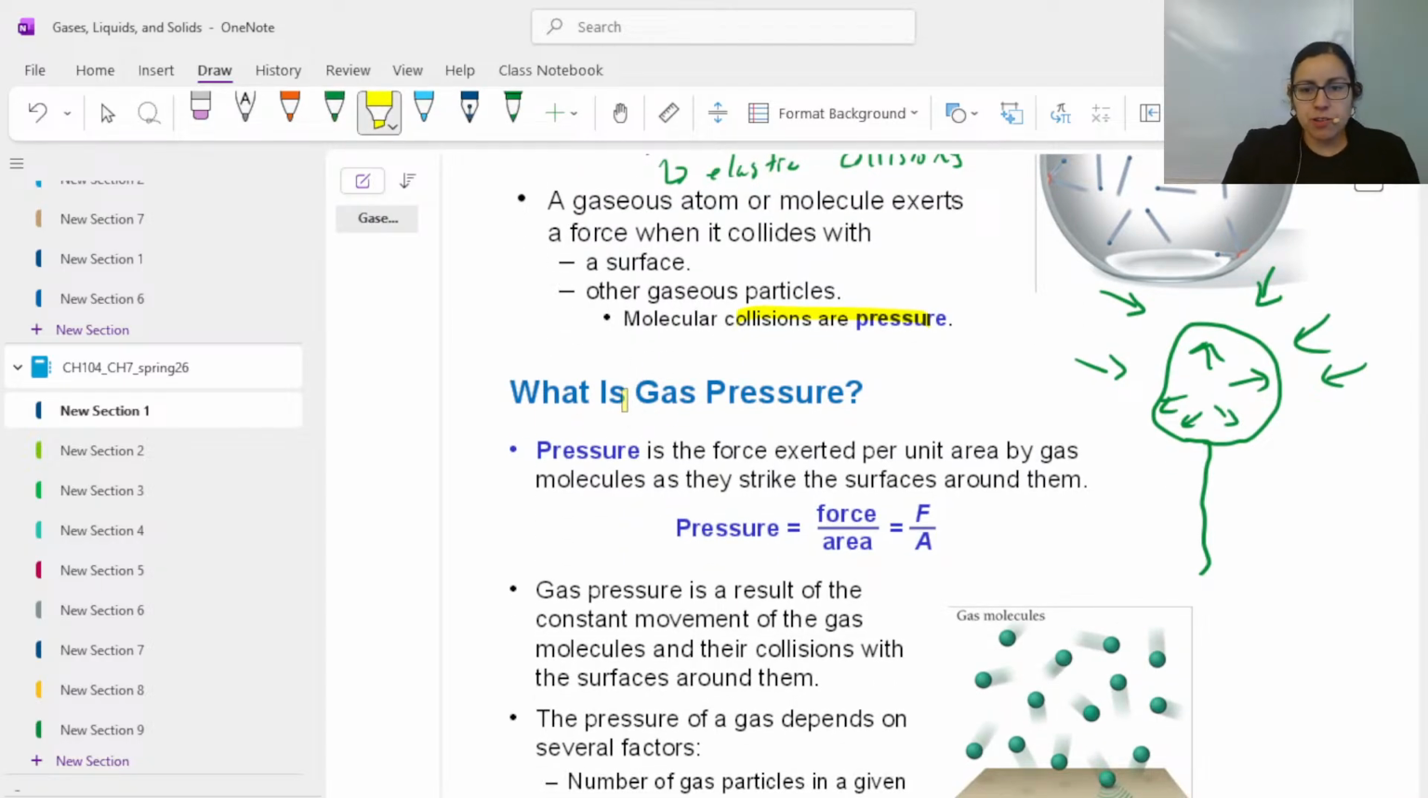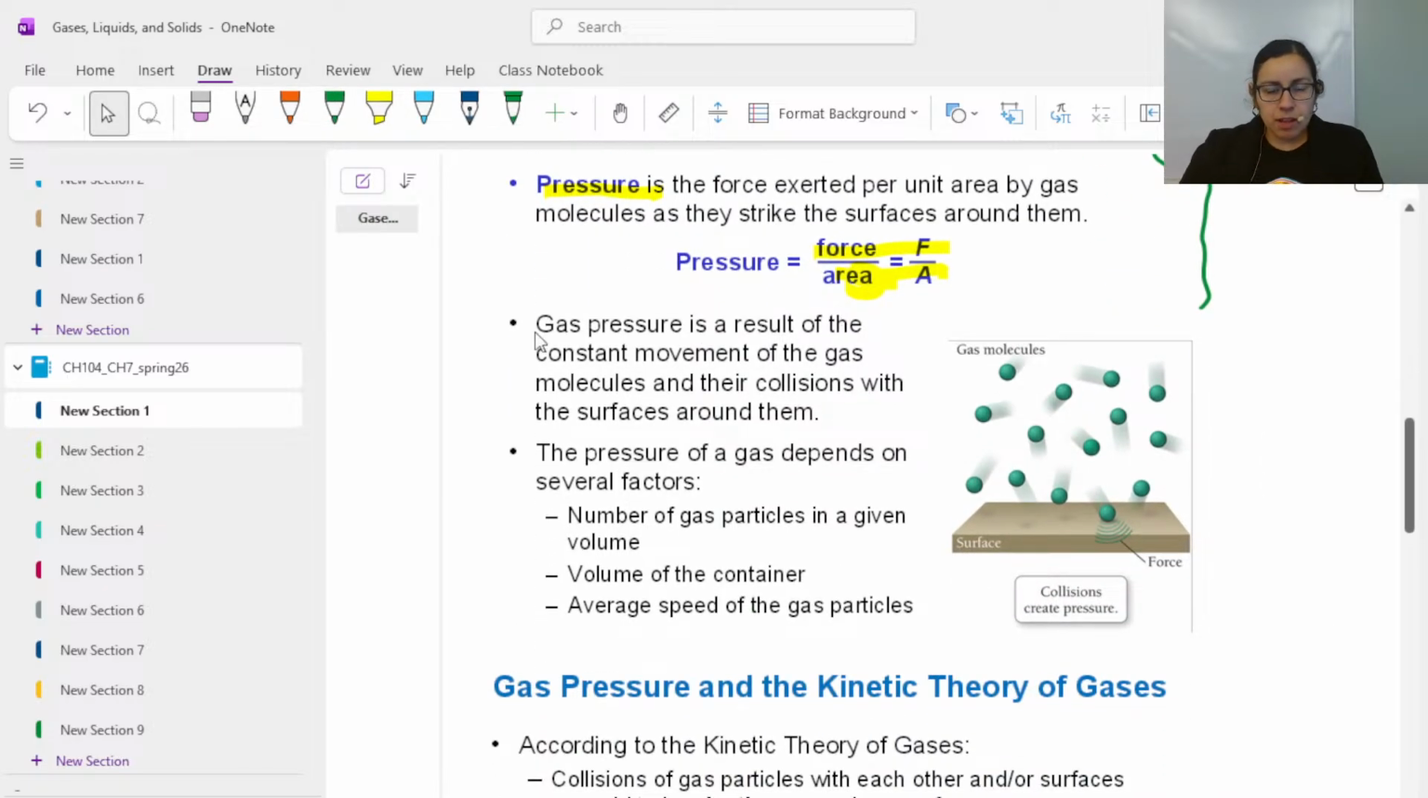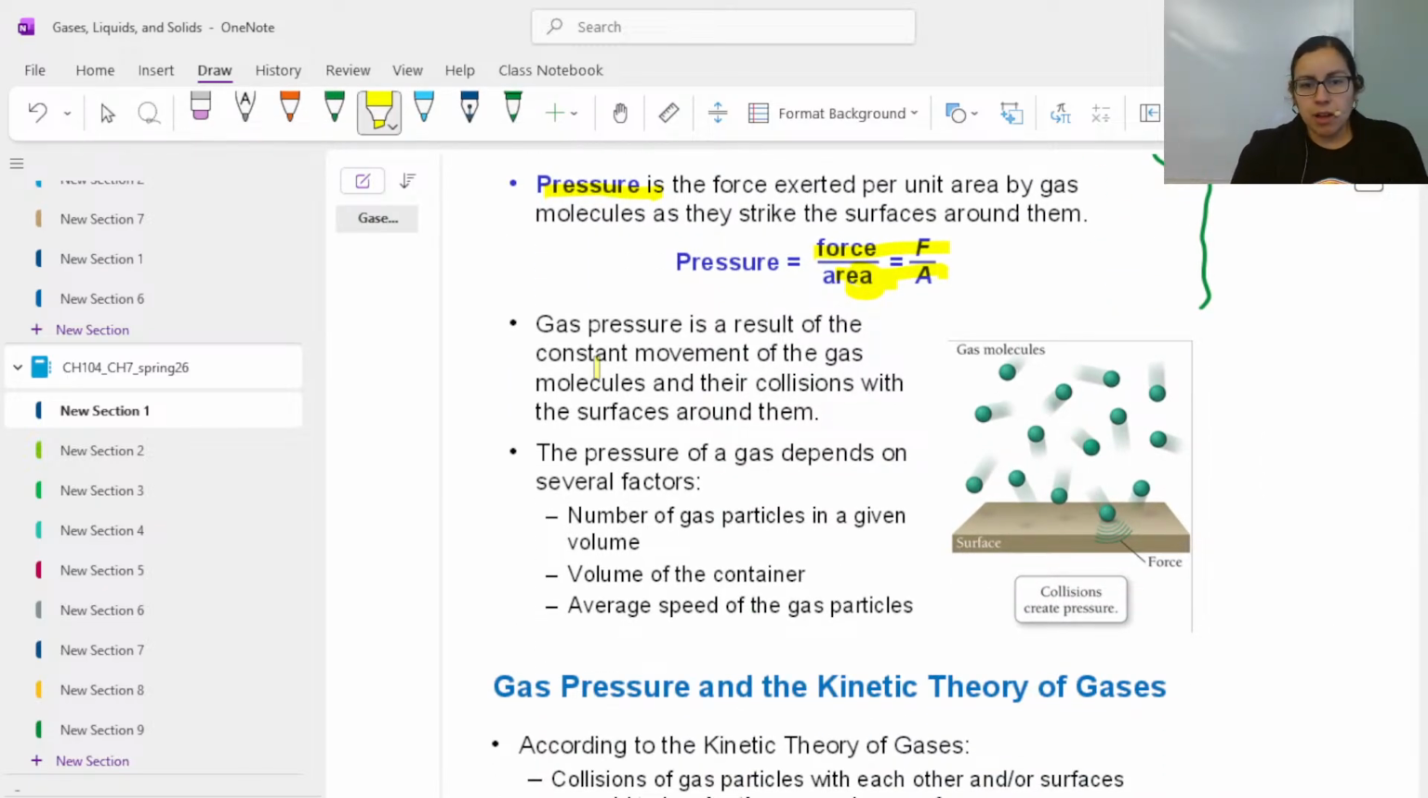Here is pressure, just defining what it is. We won't really go into it, but we would think about the force over the area. So more molecules striking a certain area, and what happens if we change the size of our container. Gas pressure is the result of this constant movement of our gas molecules and their collisions with the surface.